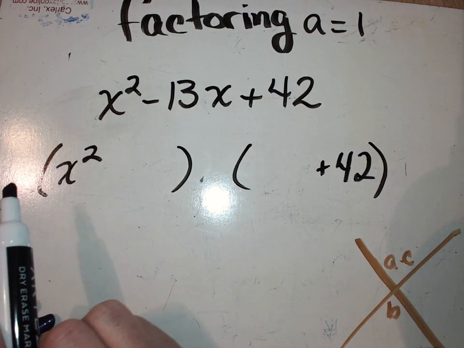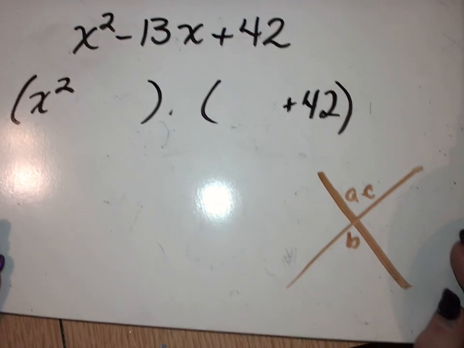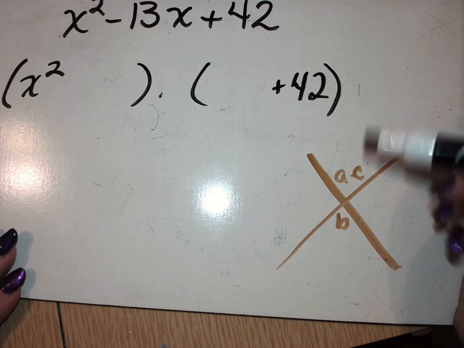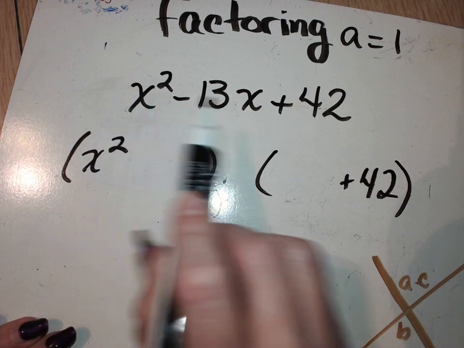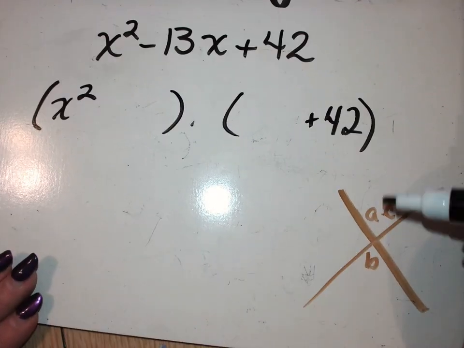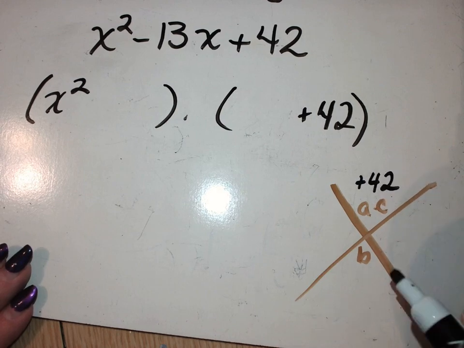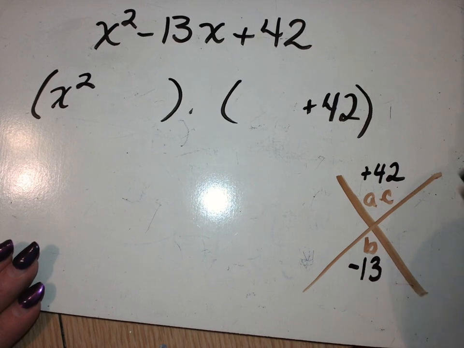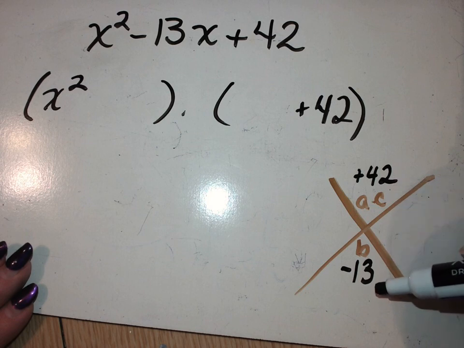And so now we have to figure out what our factors are that go inside here. We could also use other methods just by thinking through it, but we want to multiply a times c. In this case, our a in standard form is 1 and our c is 42, so we don't really have to do that. We just need what multiplies to 42, and our b term in standard form is negative 13. So we have to find what multiplies to 42 and adds to negative 13.